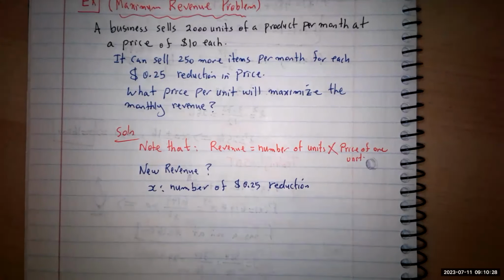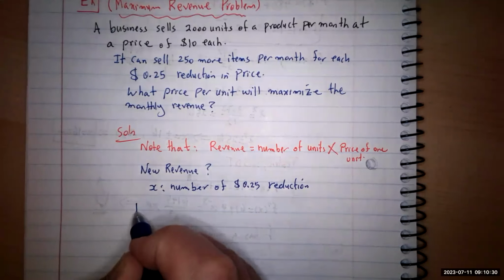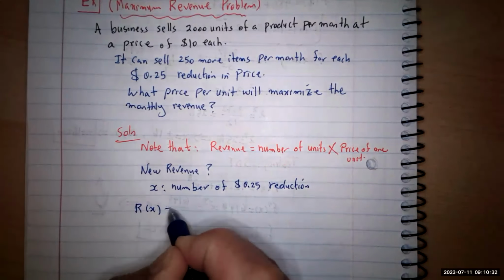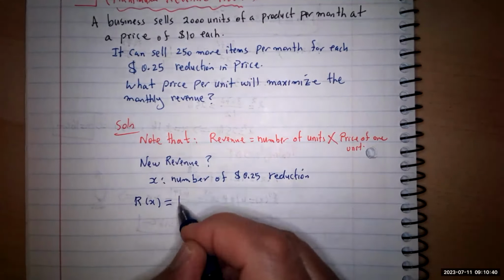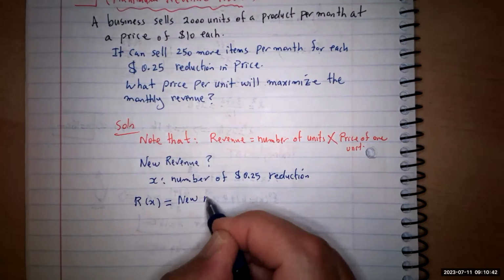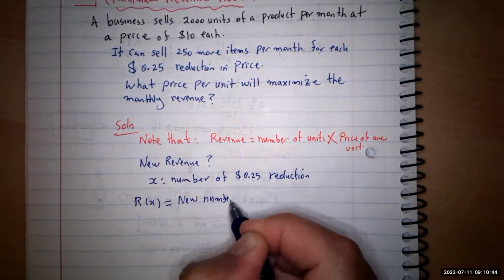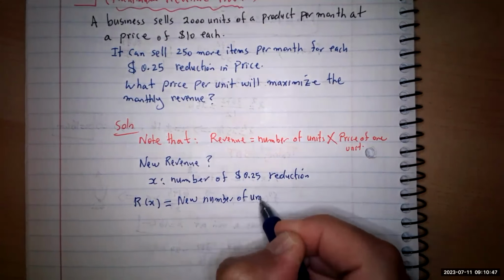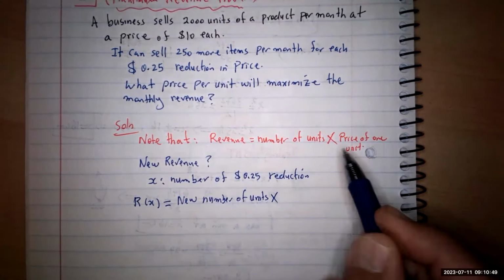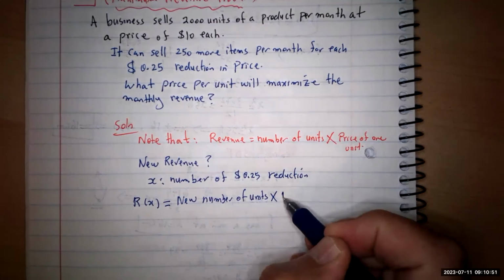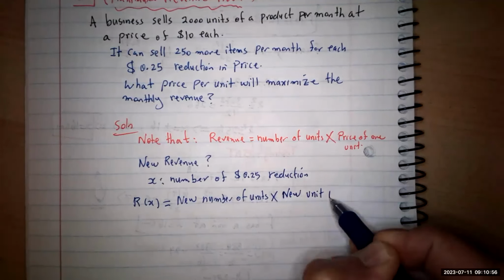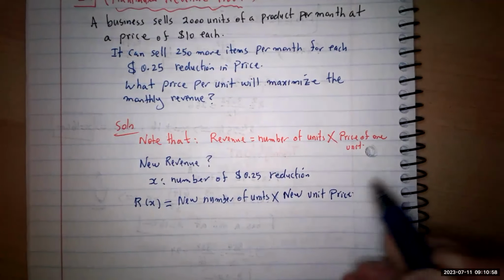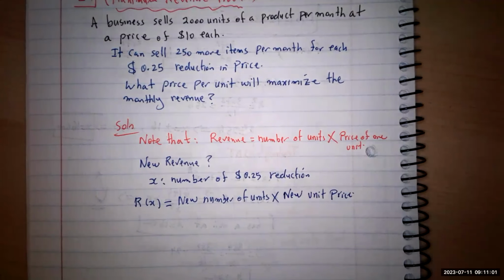If this is the case, your new revenue R of x is equal to the new number of units times the new unit price. This is just for your information. You can do it right away.